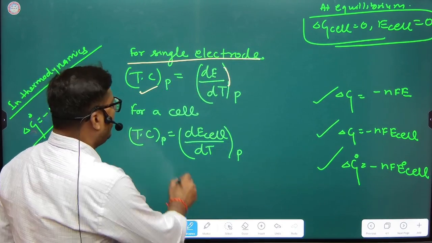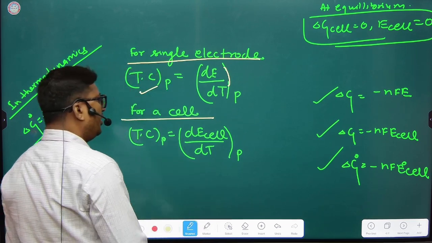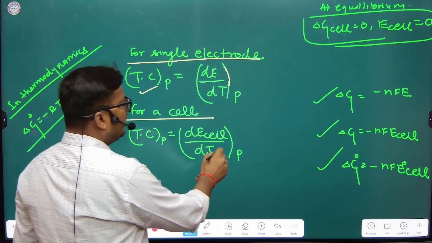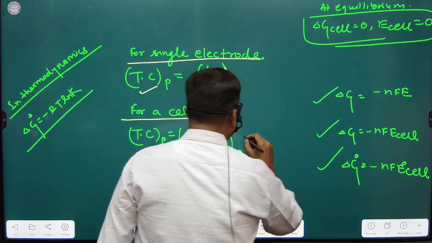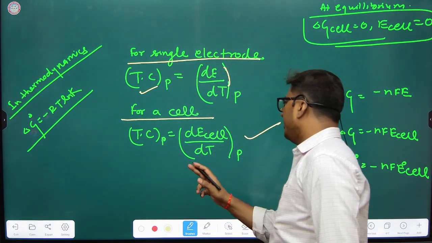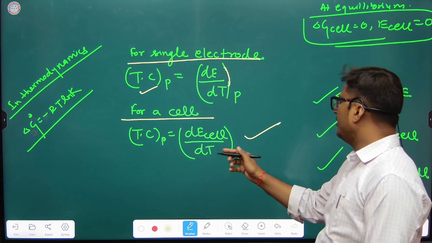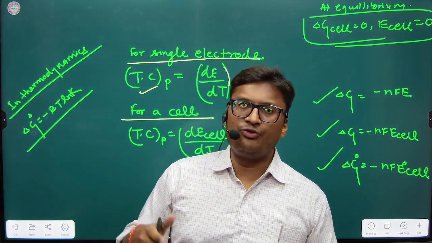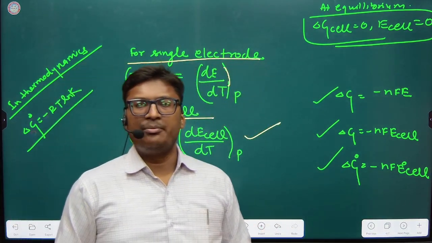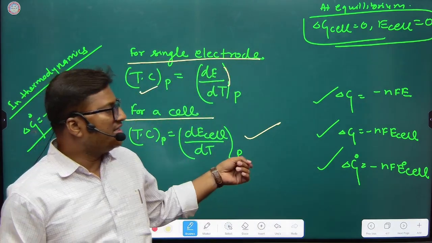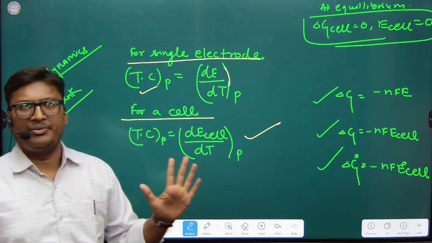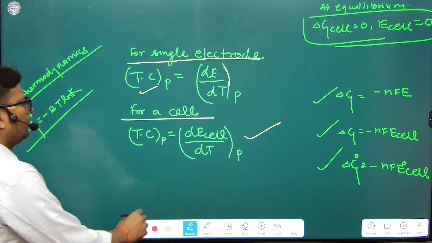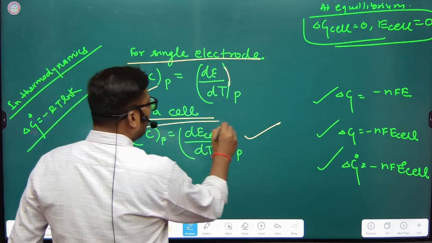But for an electrochemical cell, the temperature coefficient at constant pressure is dE cell upon dT at constant pressure. So this is what we define as the temperature coefficient: the change in E cell, or change in electromotive force, with respect to change in temperature at constant pressure. So this is the variation.